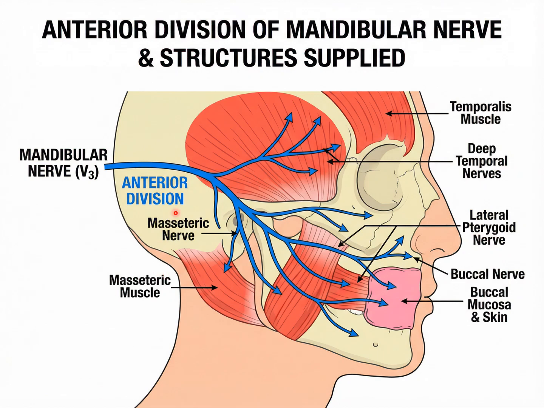So let's talk about the anterior division of the mandibular nerve, which is mainly motor, but it is sensory to the buccal nerve. Let's talk about the branches. Coming to the first branch, that is the masseteric nerve, it supplies the masseter muscle. Next one is the deep temporal nerve, it supplies the temporalis muscle. Next we have the lateral pterygoid nerve. It supplies the lateral pterygoid muscle. Next we have the buccal nerve, which is sensory to the cheek and the buccal gingiva.